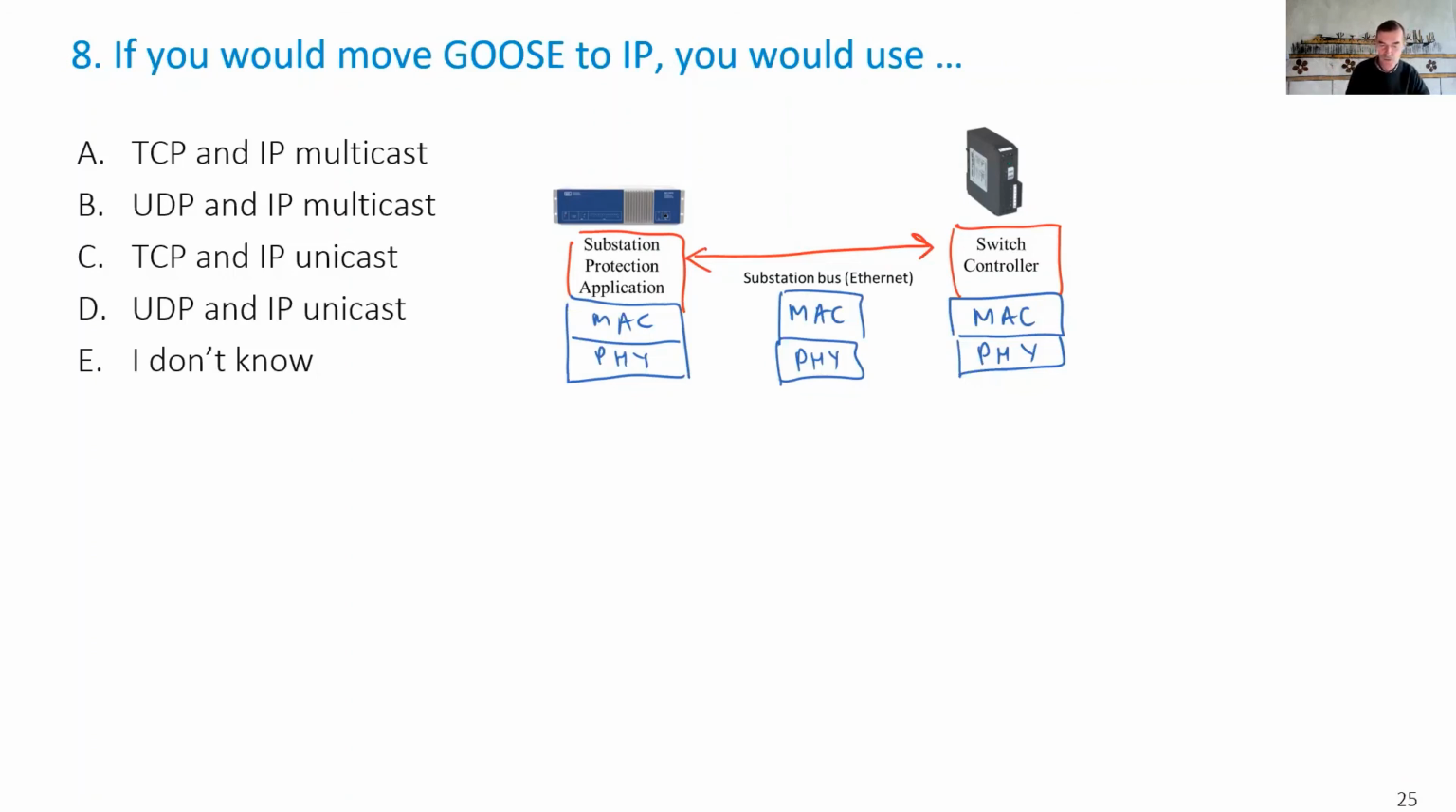So you want to move your protocol, like GOOSE, this application layer protocol specific to substations that specifies how a controller speaks to an actuator, which runs, if you remember, only on MAC. You want to move it to IP. So which combination would you use?